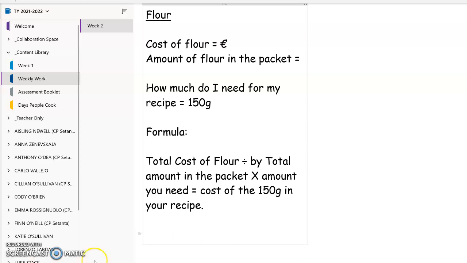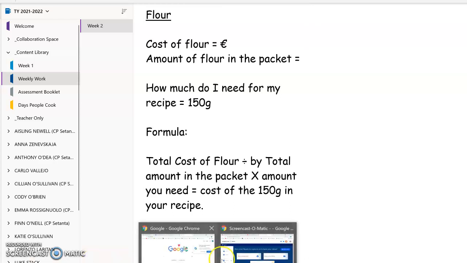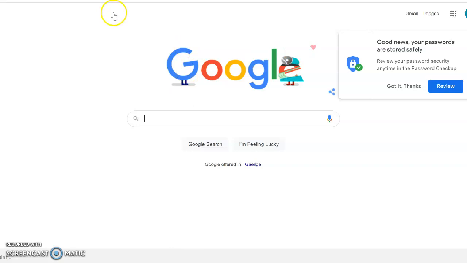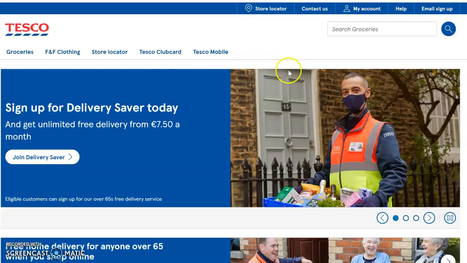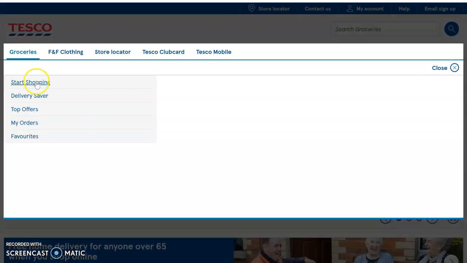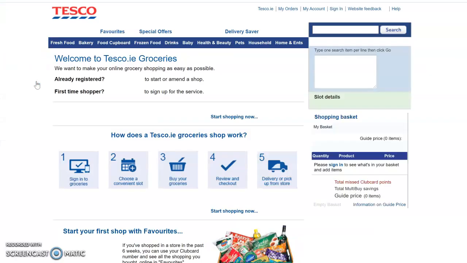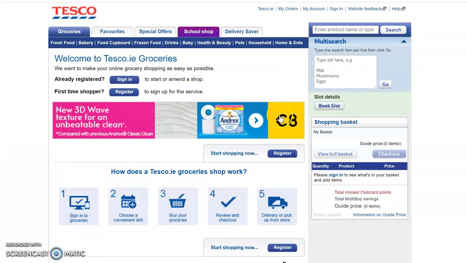So to do that, you will go to tesco.ie. So open up Google, type into Google tesco.ie, open up the first one. Now, when you're on that page, you should be able to see groceries, and start shopping is what you're going to click on. When you click on that, your home page for grocery shopping should come up.